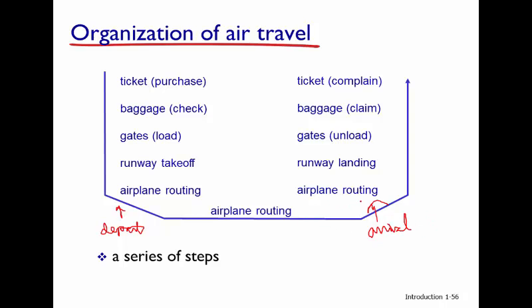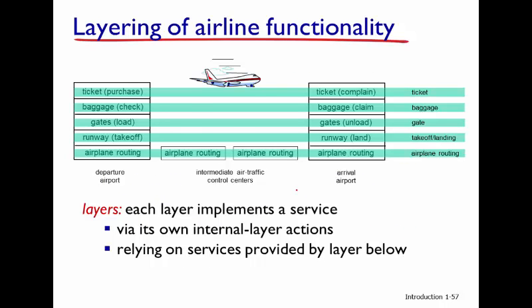At the arrival airport, you land and go through the runway and taxiing to the gates and baggage claim. If there is anything to complain about, and you are done in this mission, right? So if you see this, there are corresponding functions. Network communication is similar to that.